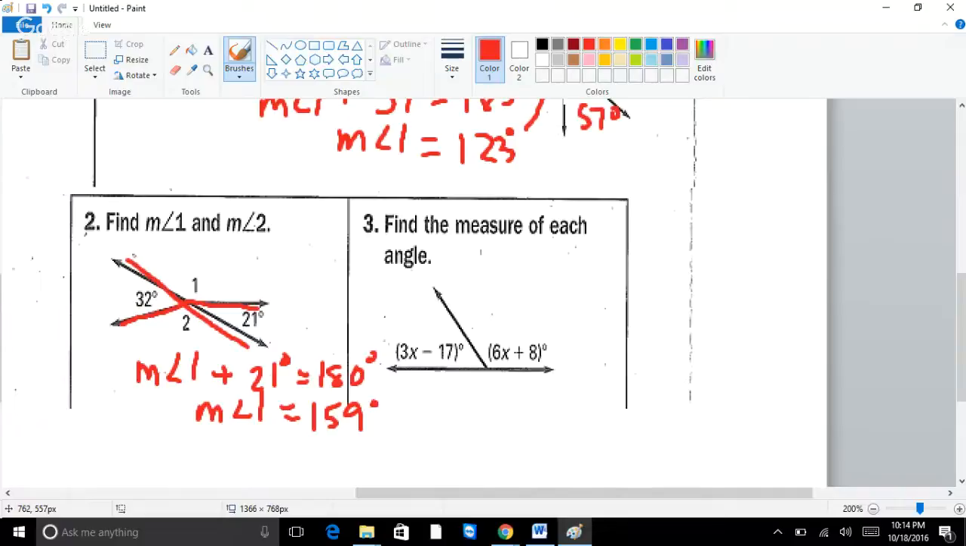Okay. And then it looks like over here that we have 32 and the measure of angle 2 also are a linear pair. And so if I do the math on that, I'm going to get that the measure of angle 2 is 148 degrees.